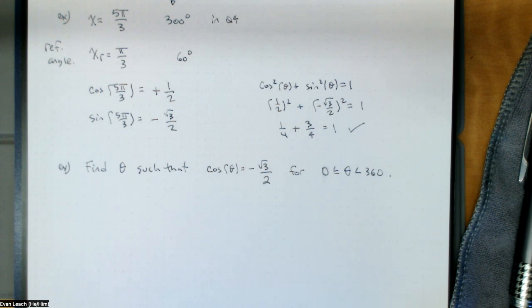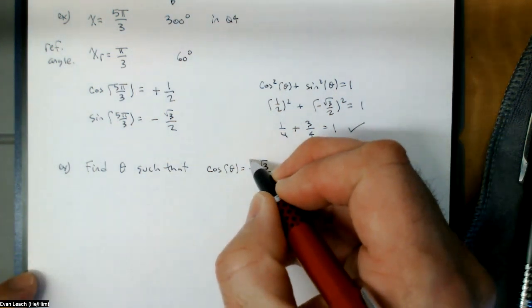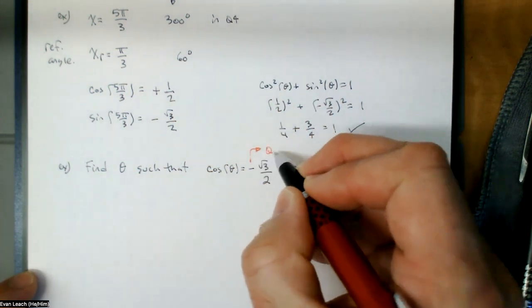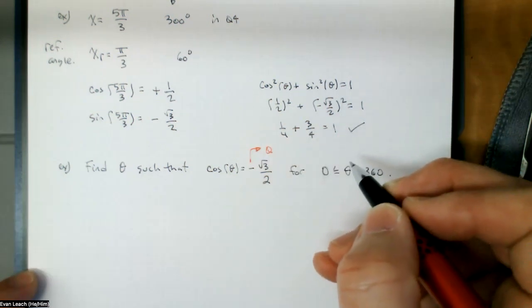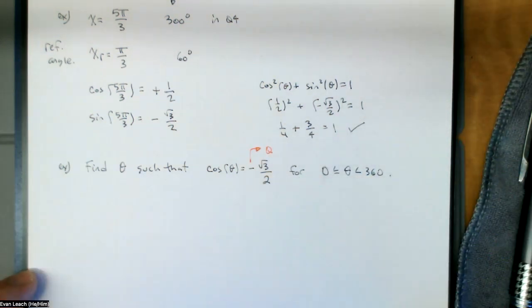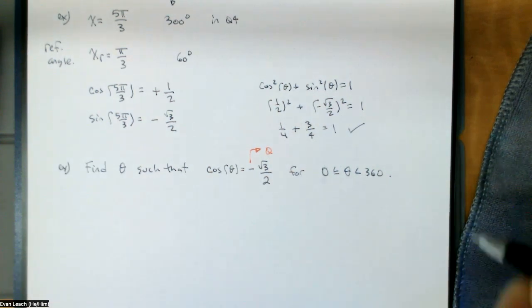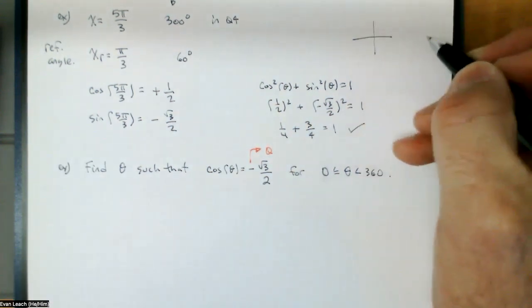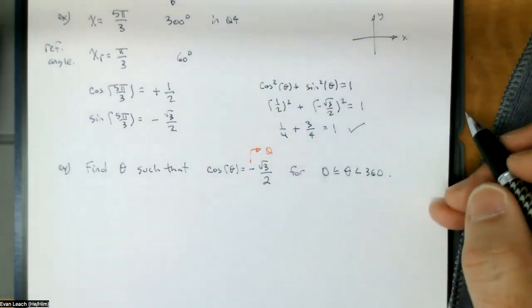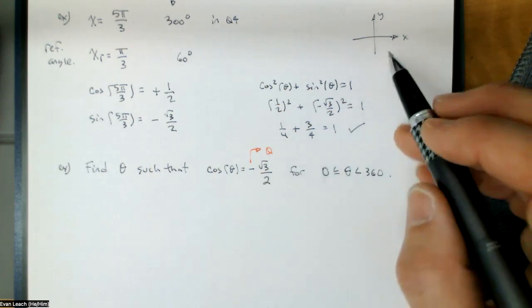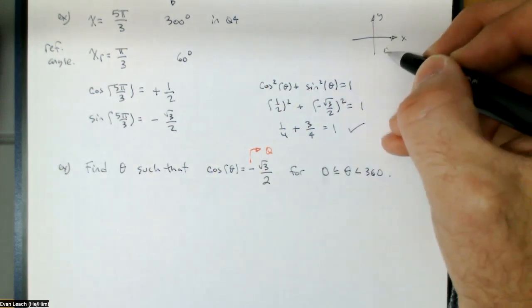So here we have a cosine, and we're looking for an angle where the cosine is negative. So what quadrants are we talking about? Cosine is positive in quadrant 4. Remember, cosine goes with x. Here's x. Cosine is positive when x is positive. So cosine is positive here.